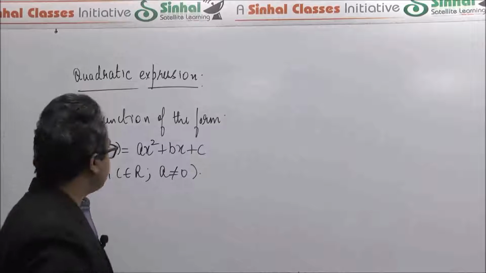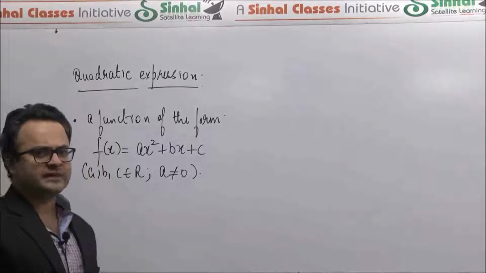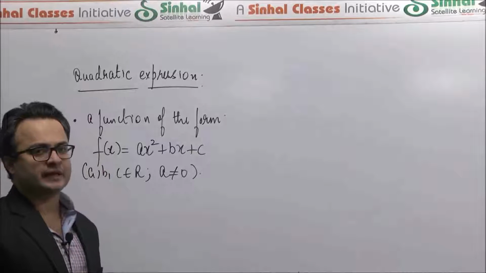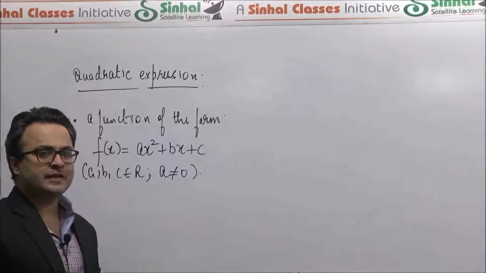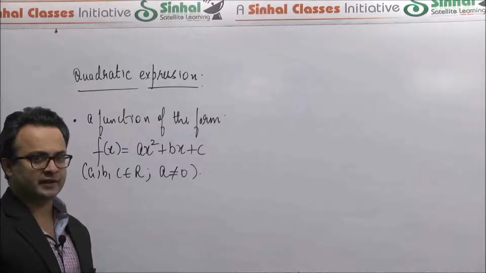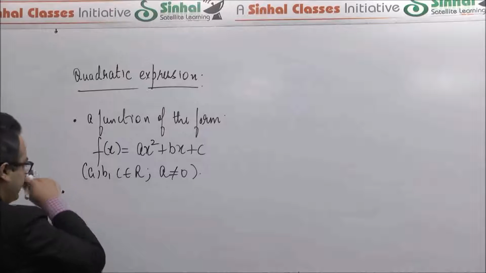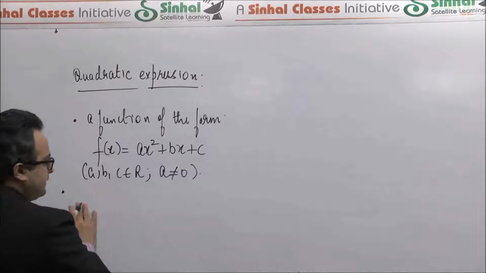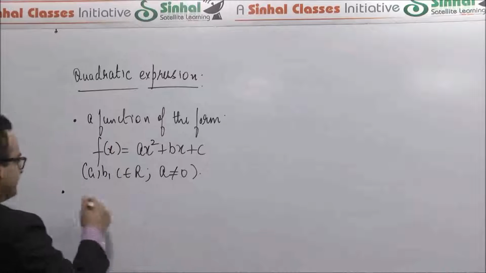Again, any function of the form f of x equal to ax squared plus bx plus c, where a is not 0 and a, b, c can take any real values, will be a quadratic expression. Now, what is important for us is to be able to plot the graph of quadratic expressions under different conditions. For that, I'll state something without proof at this stage. Again, when we look at conic sections later on, we can prove all these points in detail.